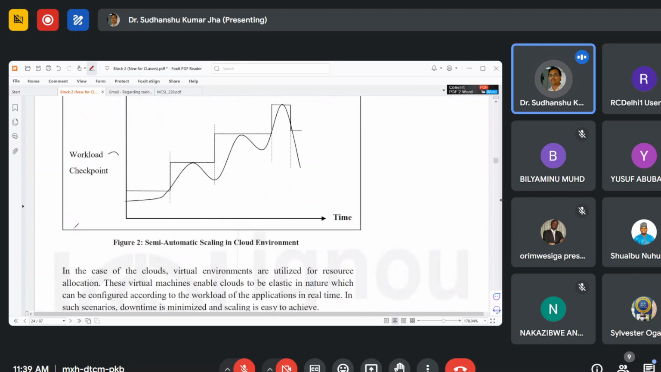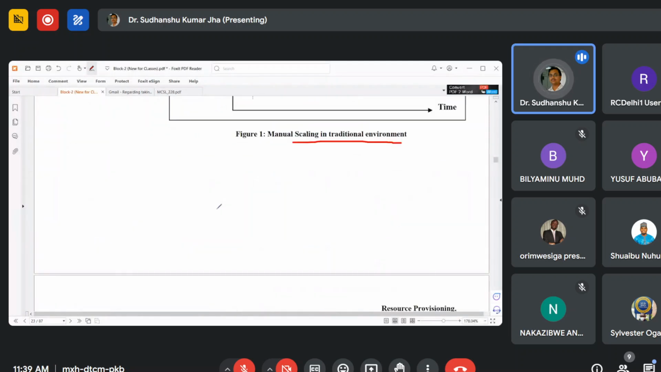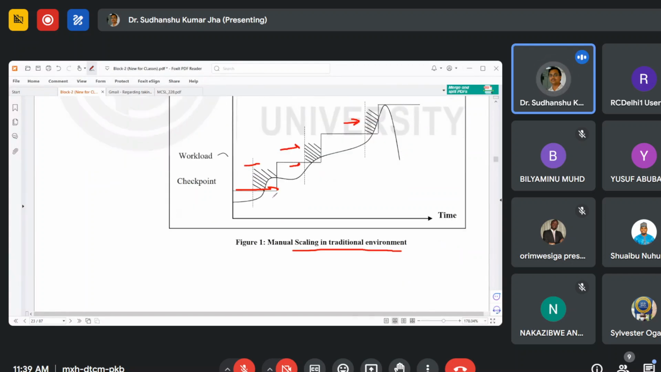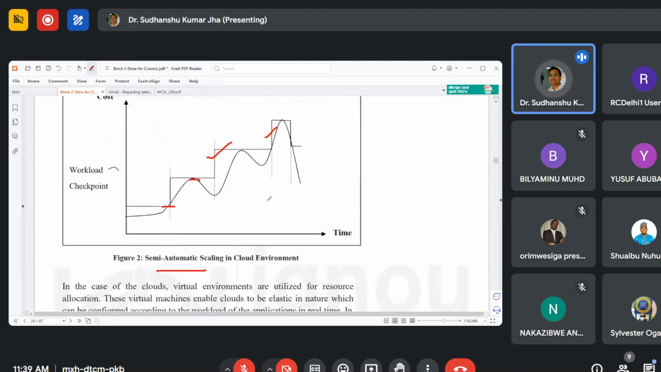Whereas in the case of semi-automatic scaling, you have already set up some benchmarks. As soon as you are in the under-provisioning state, resources are allocated, and so on. In the case of manual scaling, you have to manually observe the under-provisioning or over-provisioning circumstances, and accordingly go for the resource allocation. Whereas in semi-automatic scaling, under-provisioning or over-provisioning is monitored, and accordingly the resource allocation is done automatically.